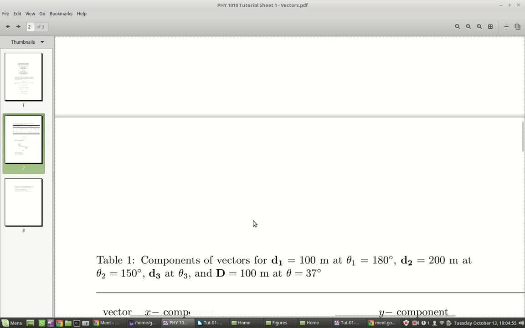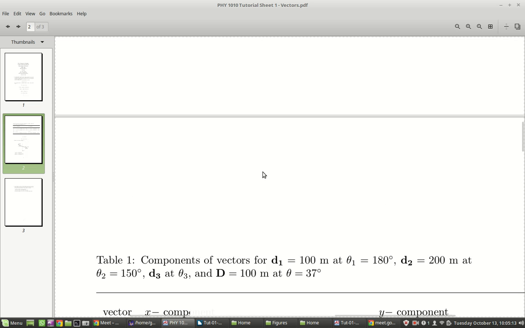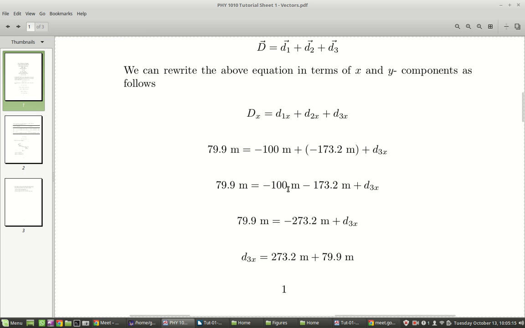Is that correct? Okay. We do a similar thing for dy. We follow the same process for dy, the same process I followed here.